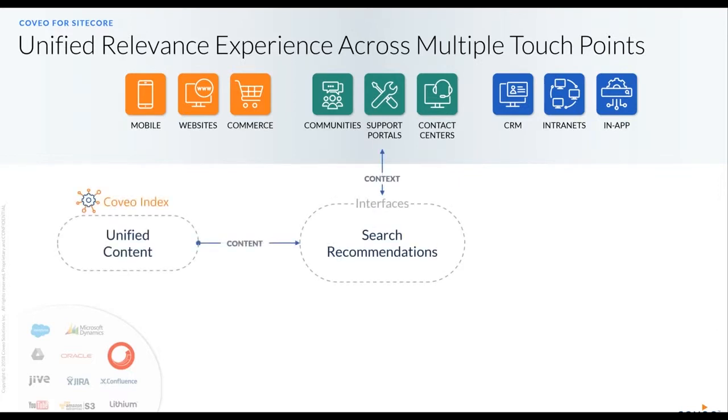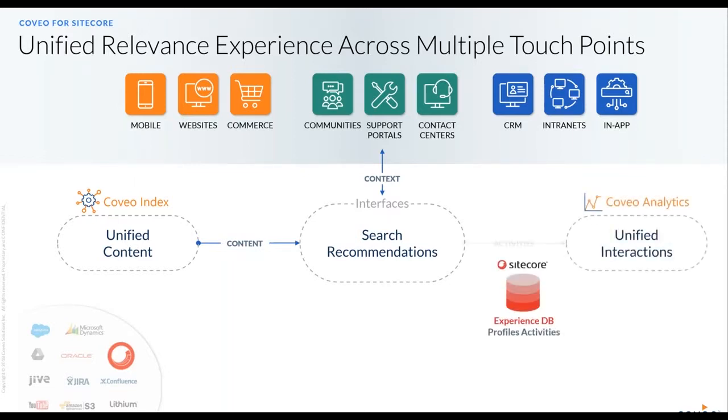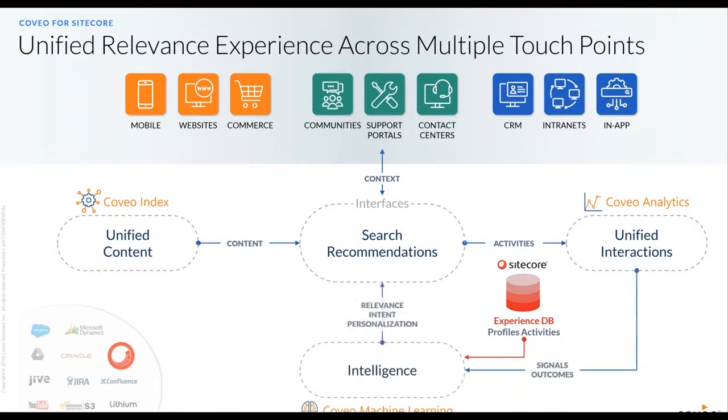Now, what we provide is unified content. So as I mentioned earlier, you can see on the bottom left how we have Sitecore and Lithium and Jira and even YouTube channels, 35 different types of connectors that all contribute into that unified index to provide us with search recommendations. We take the activities of the past users and we're able to provide you with more intelligent search results.